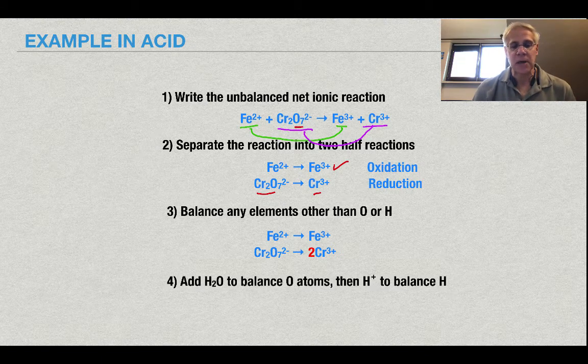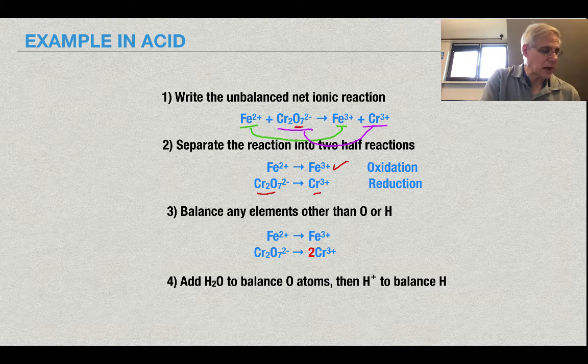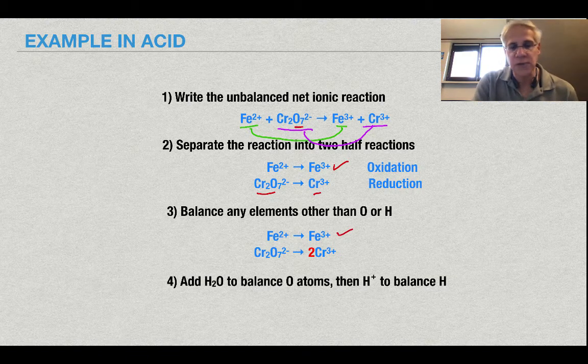The next step is a kind of a two-stepper. We want to add water to balance oxygen atoms, and then after we balance the oxygen atoms with water, we add H+ in order to balance any hydrogens that are in there. It is important that you do those two things in that order. First balance the oxygens with water, then balance any H's with H+. And so in that first reaction, we see that we have no oxygens or hydrogens, so we don't need to worry about that. But that second half reaction does have some oxygens.